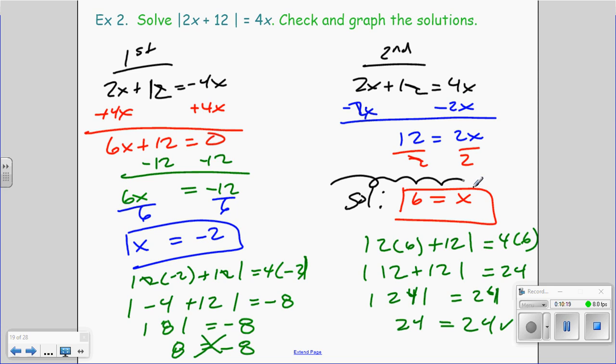This is the actual solution. Negative 2 is extraneous. So we're not going to even concern ourselves with extraneous. We only want the actual solution.